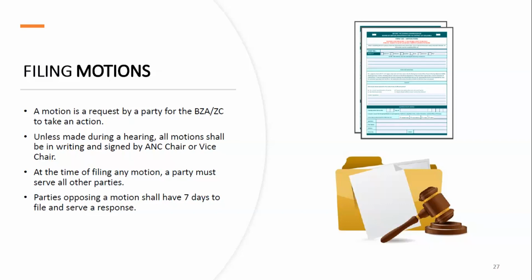At the time of filing any motion, a party must serve all other parties. And this is a really critical piece to ensuring the motion can be considered by the board or zoning commission, since the other parties in the case need to be made aware of the motion and have the opportunity to respond. And then if parties are opposed to a motion, they have 7 days to file and serve a response back.